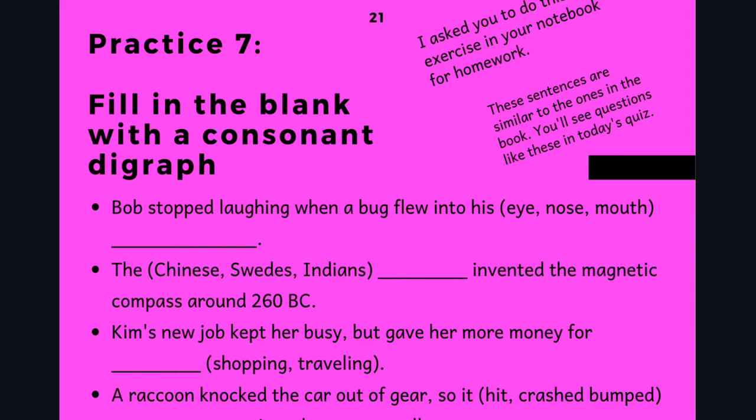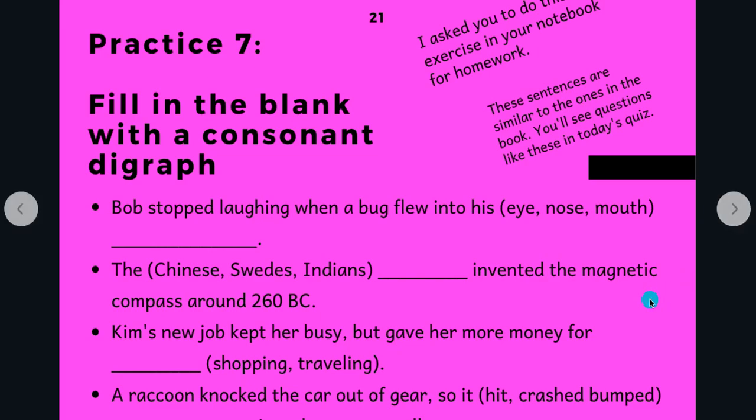The Chinese, Swedes, Indians invented the magnetic compass around 260 BC. So you don't actually have to look up this fact because all you have to do is find the word that has the consonant digraph, which would be the CH in Chinese, right? In our book, this example was a little different. It says the Chinese, Swedes, or Indians once trained lions to help them hunt large animals. And again, the answer was the Chinese.